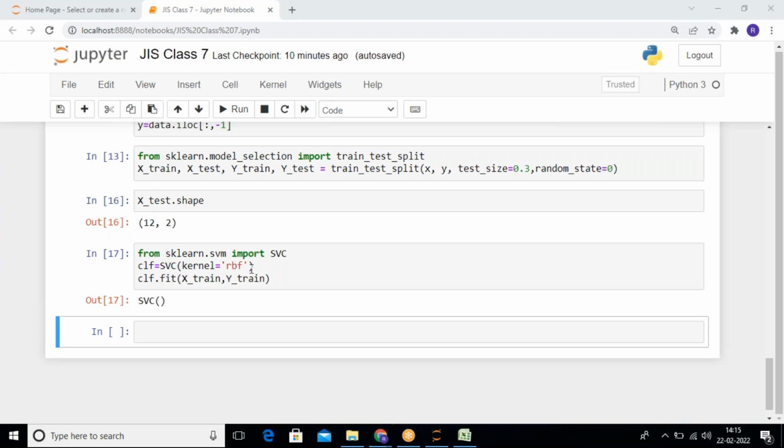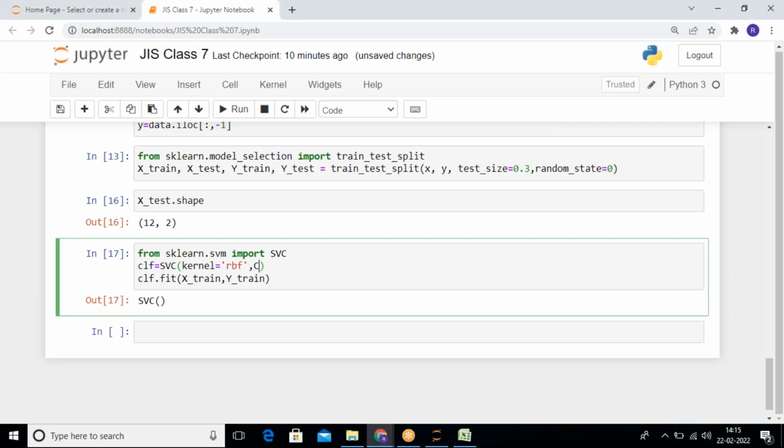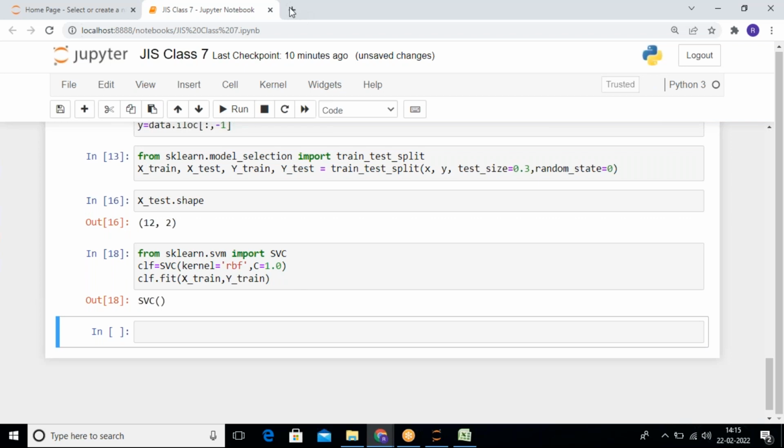I have to take the value of C equal to 1.0. Run this. Okay, perfect. The model is trained.